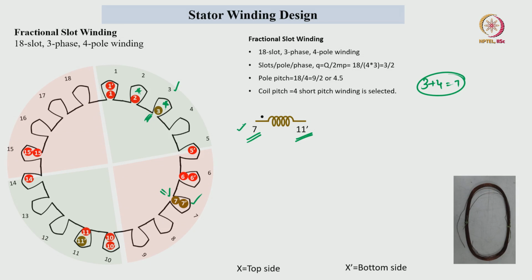The coil side which is placed at the top side of the 7th slot is connected to the 11th slot, which is placed at the bottom side. Next, the 8th slot top side and 12th slot bottom side conductors are connected. Our coil sides we have placed in the 8th slot top side and 12th slot bottom side. The next coil we will place in the 12th slot top side and 16th slot bottom side.